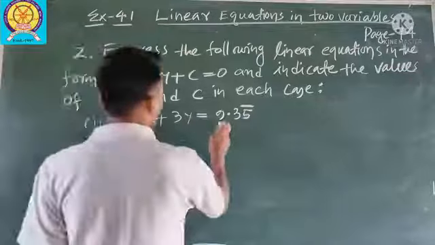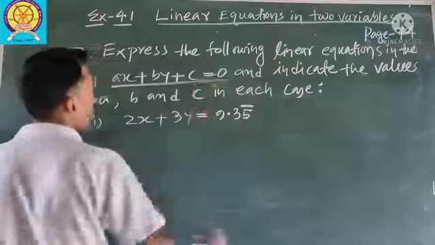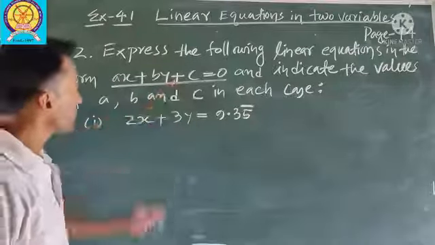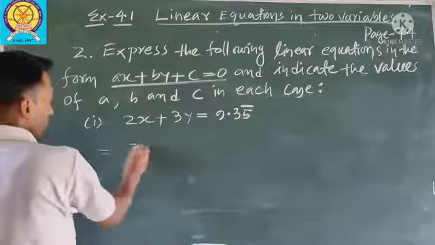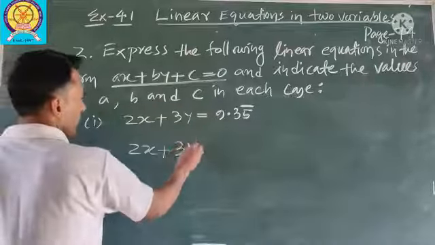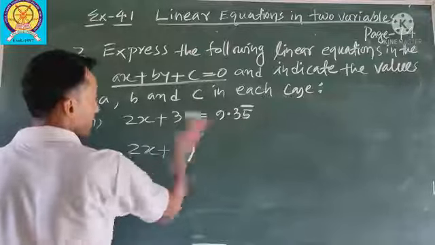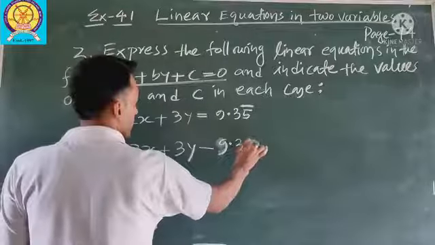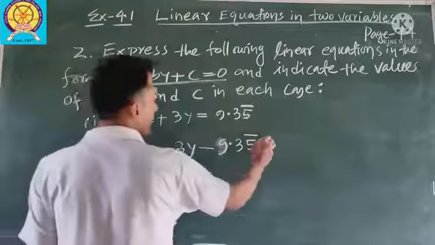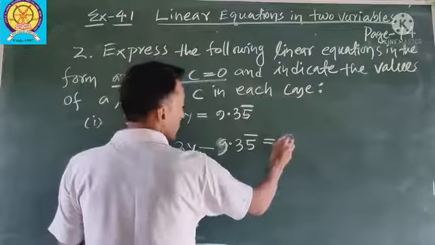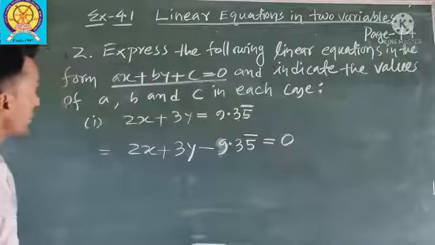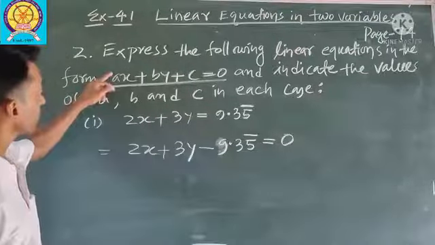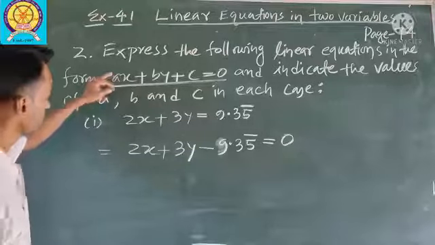So first we express this in the general form of a linear equation in two variables, ax plus by plus c equals 0. So 2x plus 3y. This 9.35 bar you take to the left side, then it becomes negative 9.35 bar. So this one we already took to the left side, so the right side will be 0. Now you compare this equation with the general form of a linear equation in two variables.